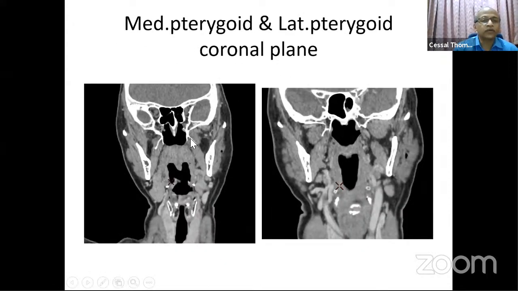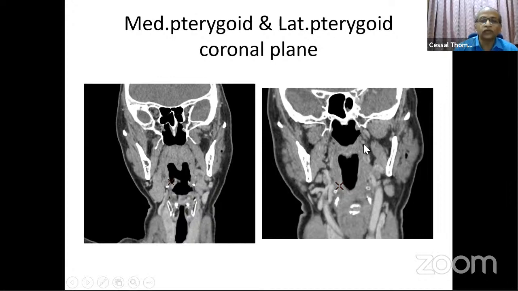Or in the coronal plane, you can see the lateral pterygoid muscle having a somewhat horizontal course. So it's going like this. It starts from here and reaches the condyloid process here. Horizontal way. And the medial pterygoid, from the pterygoid fossa, comes down and reaches the lower part of the mandible. Somewhat vertical or oblique course.